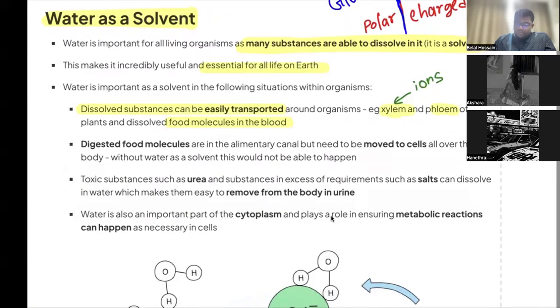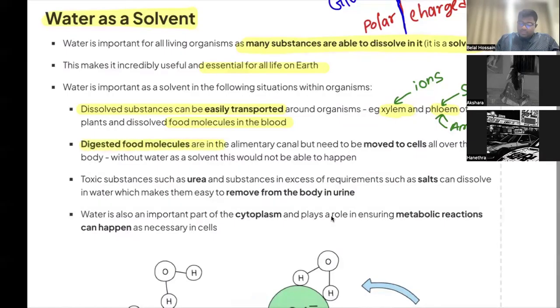it doesn't carry food molecules, just dissolved nutrients like ions. Whereas phloem carries amino acids. Phloem basically carries the products of photosynthesis, which are amino acids, or you can consider sucrose. These are the main products that phloem carries.